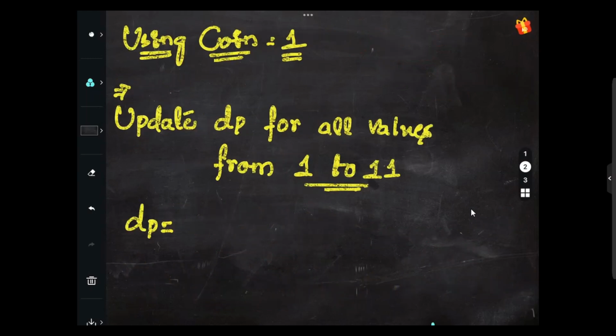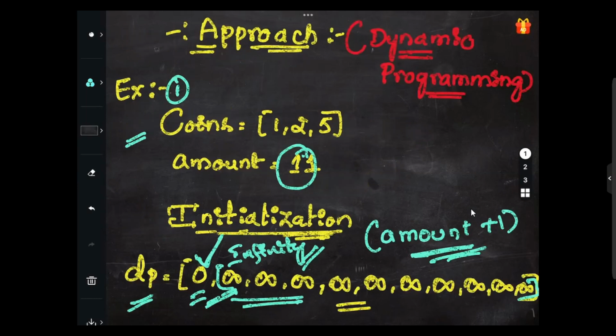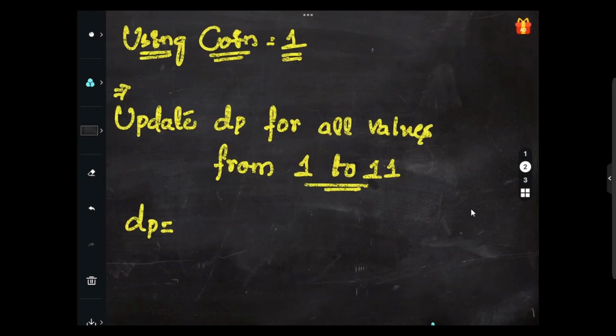So the second case here is that we will make use of the first coin. 1, 2, and 5 are the combinations we have here. You can clearly see we have the coin 1, the coin 2, and the coin 5. So first we will be making use of the coin 1 here. So let's update dp for all the values from 1 to 11.